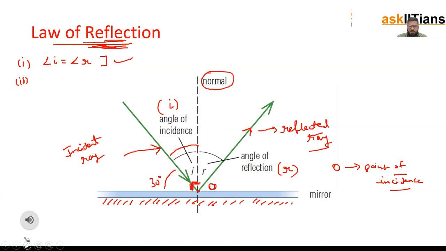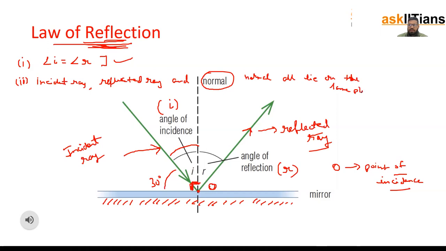Done? Okay. So now see forward. What is the second law of reflection? Second law of reflection says the incident ray, reflected ray, and normal all lie in the same plane.